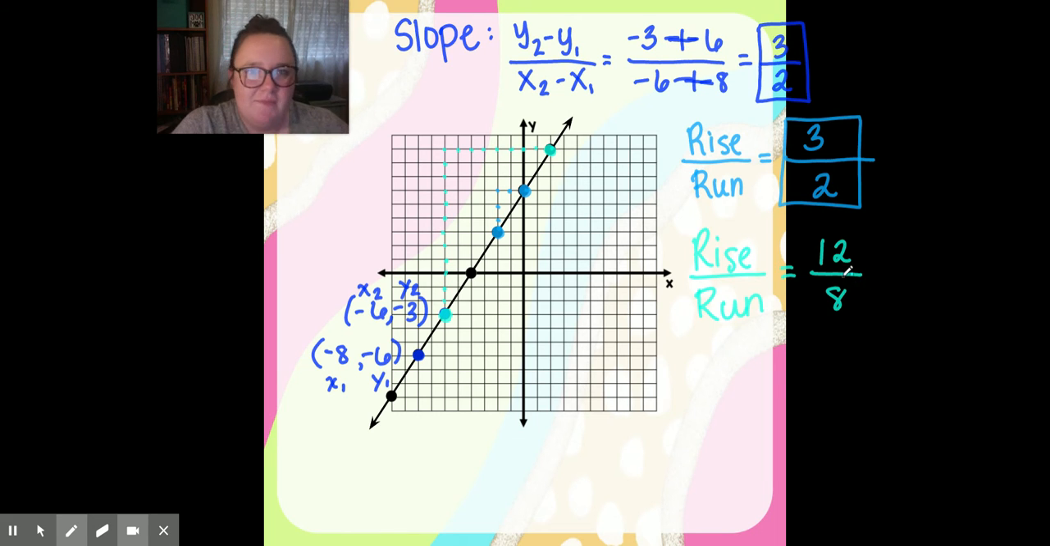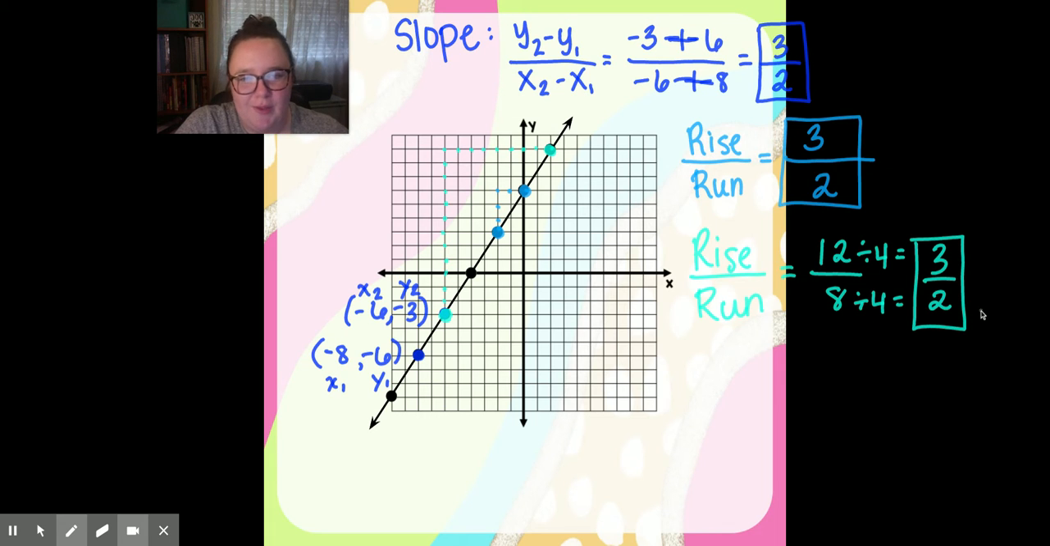And then we say, that fraction can be simplified. I can divide both of these by 4. I can divide both of those by 4. So 12 divided by 4 is 3. 8 divided by 4 is 2. And would you look at that? That simplified is the same slope that we calculated on all of these, right?